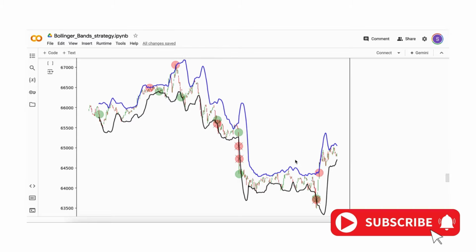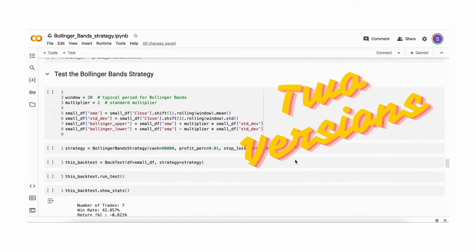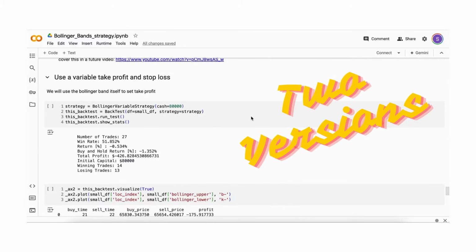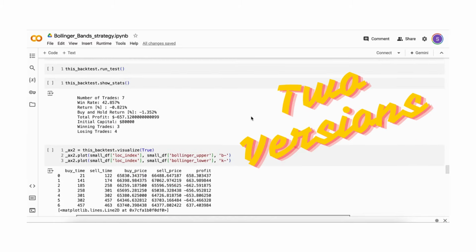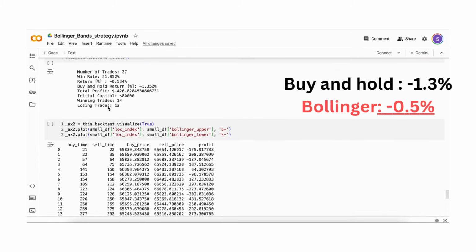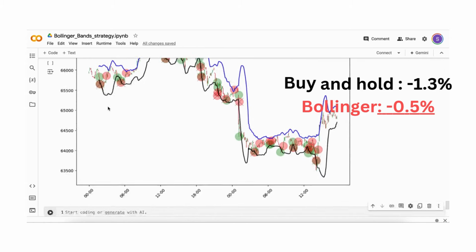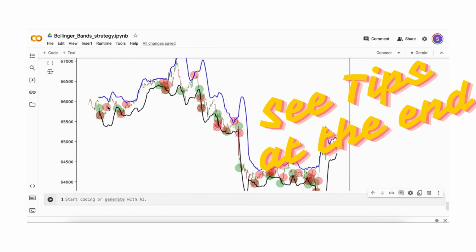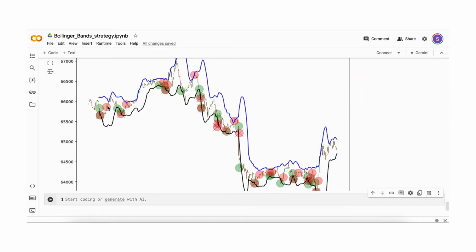We will code two versions of this strategy. One with a variable profit and stop loss and one with a fixed profit and stop loss. And we will learn about the returns of each of the variations of this strategy. And finally, I will talk a little bit about when the Bollinger Bands based strategy works and when it does not work, and what are some ideas to improve this strategy. So let's jump into it.